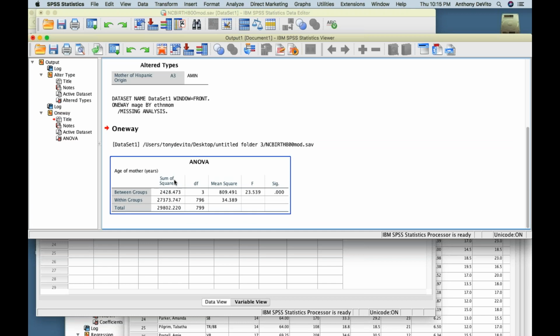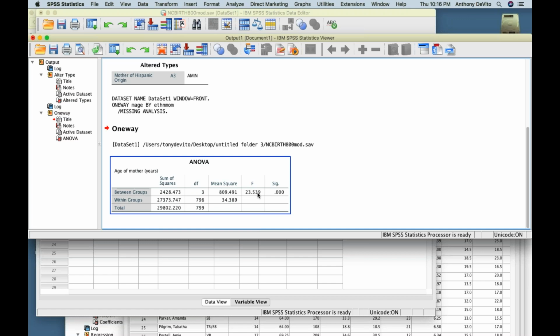Well, let's see. There's 4 groups, right? And it calculated the variability, the mean squares between the groups, within the groups, and so forth. As it turns out, the F statistic, the analysis of variance statistic, comes out to be 23.5. It's really this mean square, 809, divided by 34. That's where this comes from. And if you look at that exercise in Excel, you'll see where this whole calculation comes from.